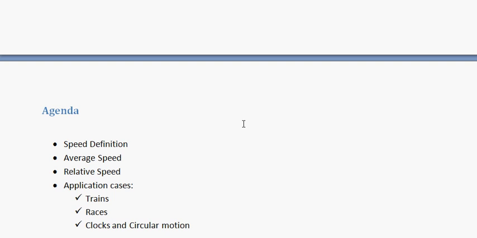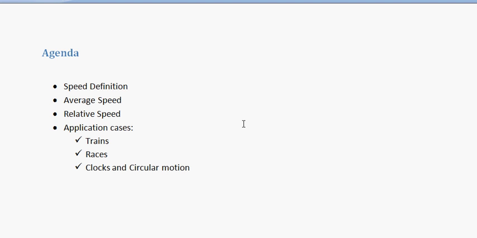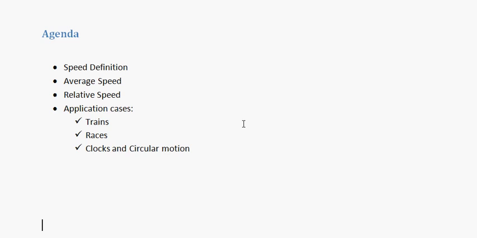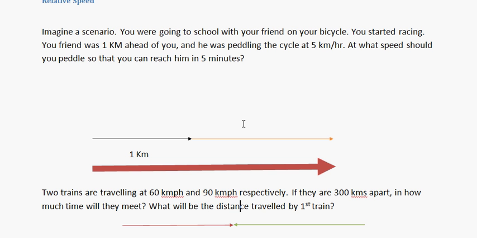What we are going to cover today is the concept of relative speed and then a few test cases basically on trains and races. What we would be left with is clocks and circular motions, which we would do in another video. So let's go to the concept of relative speed.